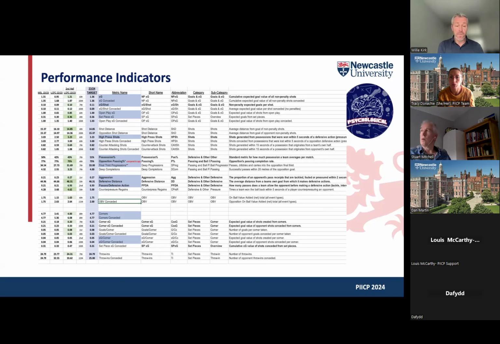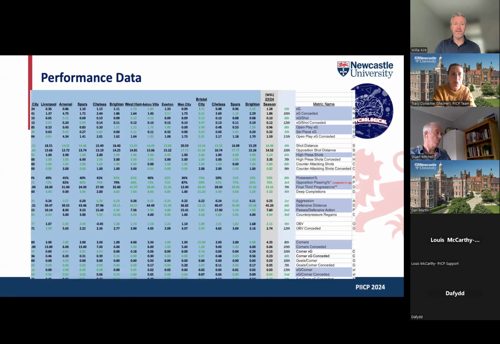So the performance indicators we used, we felt were a good guide of how we would want to play. And we knew what we'd achieved last year, and we knew what the top half of the table looked like in terms of performance. So that's how we came up with these, and that's how we came up with the numbers. And we basically did this on a game-by-game basis.